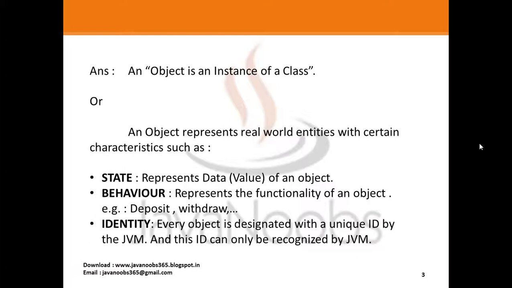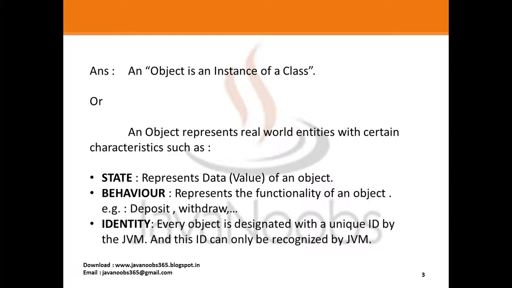Firstly, I have to mention that a class and an object are interrelated. I will explain about object first. An object is an instance of a class. This is a standard definition you can find everywhere, in every book, on every website. An object represents real world entities with certain characteristics such as state, behavior and identity. An object can be represented as any real world entity. It can be a book, a pen, a car, a jeep, an account, anything.